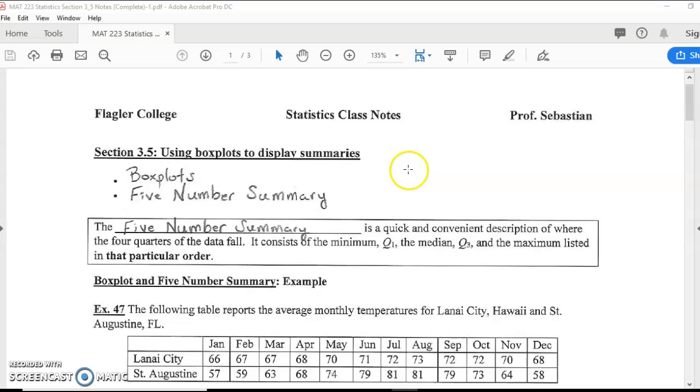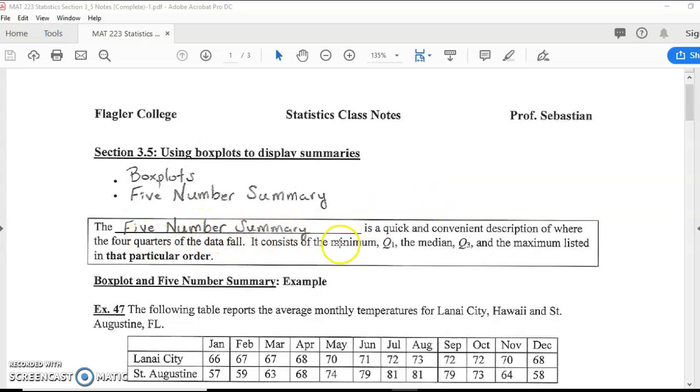We're on page 42, and we're in our last section in chapter 3, section 3.5, using box plots to display summaries. A box plot and a 5-number summary are the two main topics of this section, and a box plot is a really nice way to show a quick summary of the data. But before we understand what a box plot is, we need to understand a 5-number summary, because the box plot quickly gives us this 5-number summary.